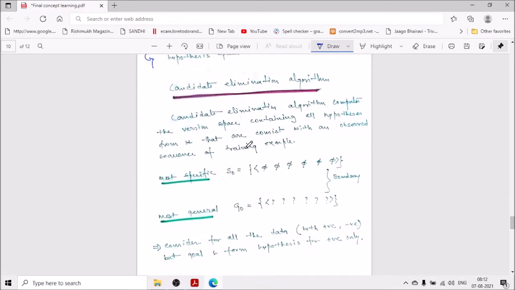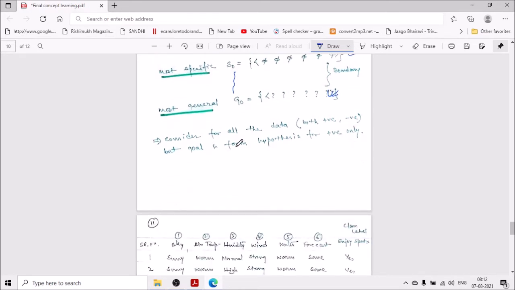Next, we see the candidate elimination algorithm. So what is that candidate elimination? The candidate elimination algorithm computes the version space containing all hypotheses from H that are consistent with an observed sequence of the training examples. So already we know we have a most specific, we have a most general, and in between that we have to identify the other hypotheses.